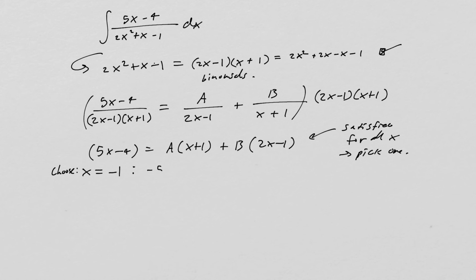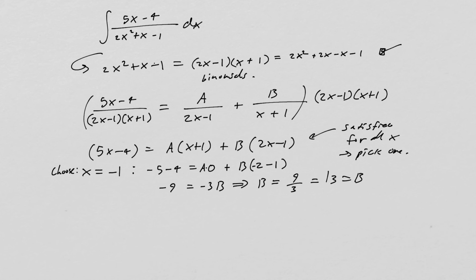So, of course, we have negative 5 minus 4 is equal to 0 times a, I should say, plus b times negative 2 minus 1. We can do a little simplification here. That's negative 9 is equal to negative 3 times b, otherwise known as b is going to be equal to 9 over 3, which is equal to 3. All right, we found the b value. Now let's go find the a value.